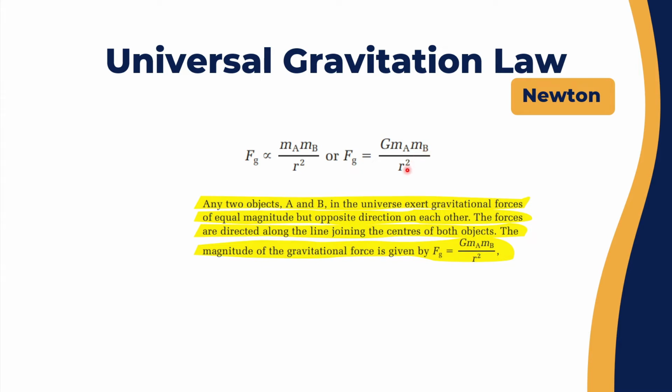This law is saying that any two objects, A and B, in the universe exert gravitational forces of equal magnitude but opposite direction on each other. The forces are directed along the line joining the center of both objects. The magnitude of the gravitational force is given by Fg equals G multiplied by mass of A multiplied by mass of B over r squared. It is a simple but effective law.